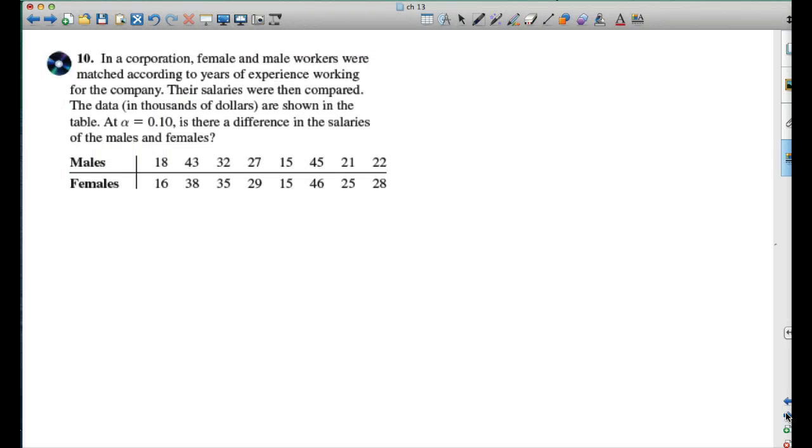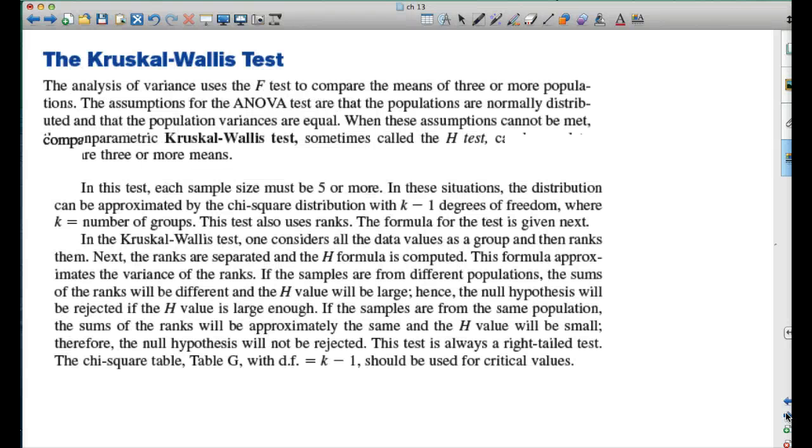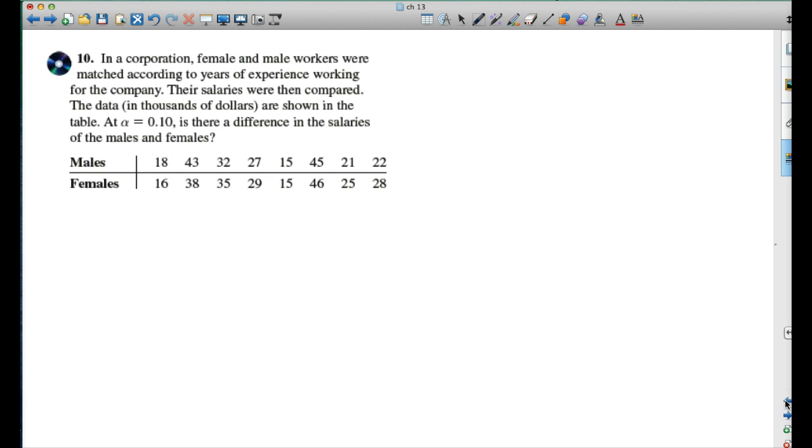So here's another one. We have the incorporation of female workers. Female and male workers were matched according to years of experience working for the company. Their salaries were then compared. The data in thousands of dollars are shown in the table. At alpha 0.10, is there a difference in the salaries of males and females?